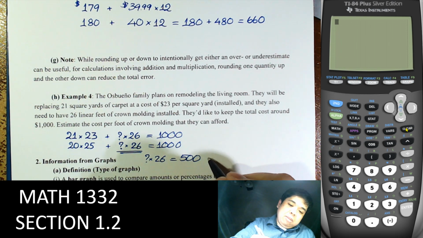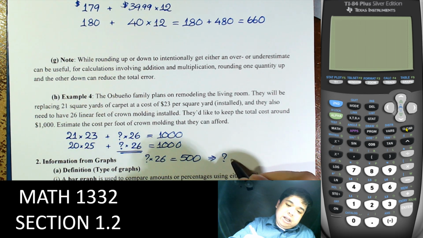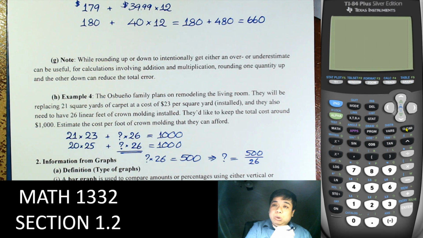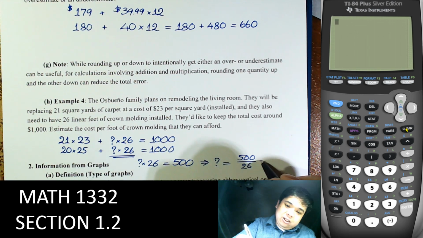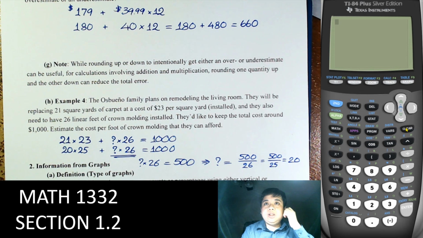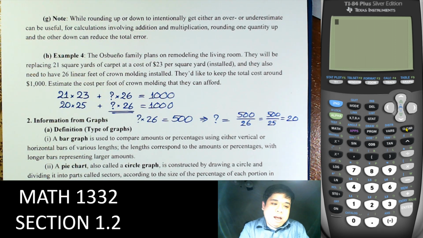And then we just divide by 26. So the cost is estimated to be 500 divided by 26. To make the numbers easier, we round the 26 down to 25, and we have about 20. So the answer is about 20. Like I said, it's just an estimation. So $20 a foot.